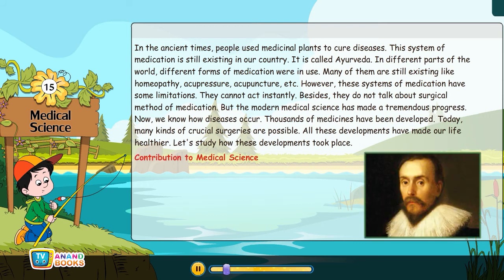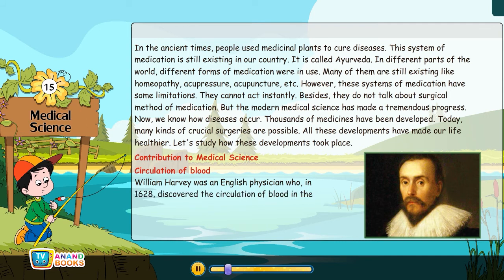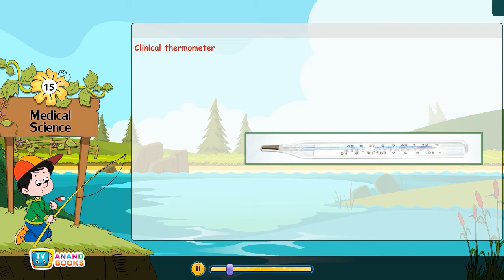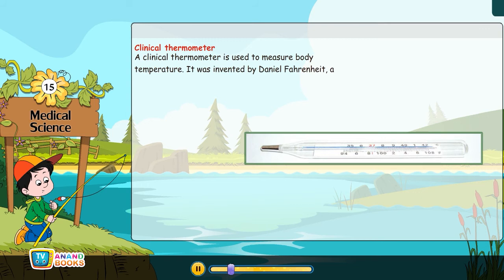Contribution to medical science. Circulation of blood. William Harvey was an English physician who in 1628 discovered the circulation of blood in the human body. He is known as the father of modern physiology. Clinical thermometer. A clinical thermometer is used to measure body temperature. It was invented by Daniel Fahrenheit, a German physicist, in 1715.